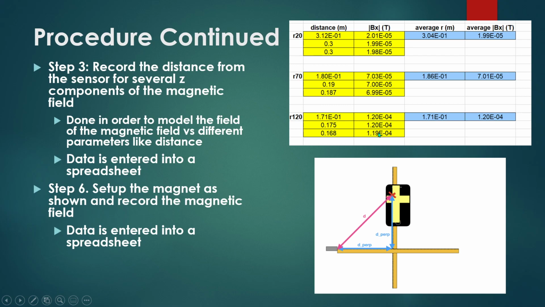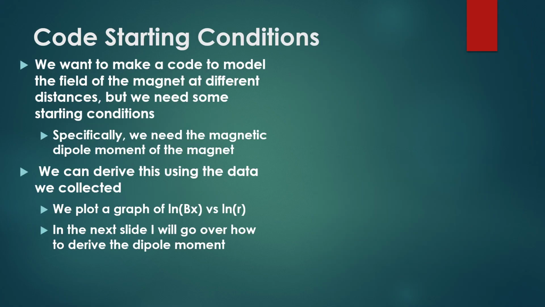Then we did a similar setup, but this time we placed the magnet a distance away in the x and the y so that the x component and the y component distance were equal, which gave us a 45-degree angle. And this as well, we entered into the spreadsheet.